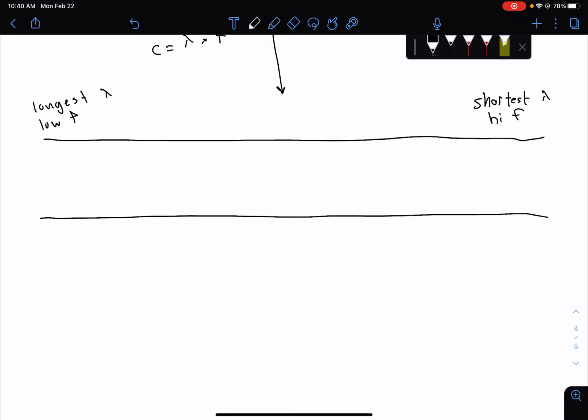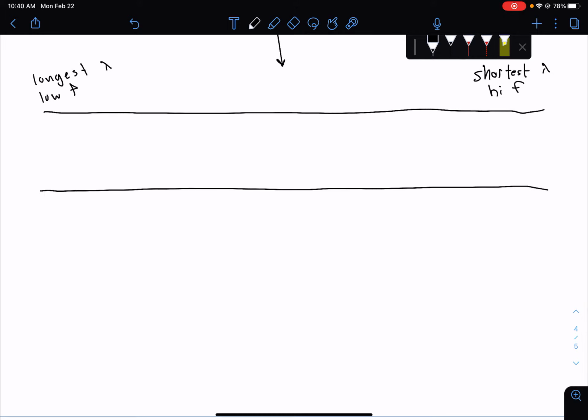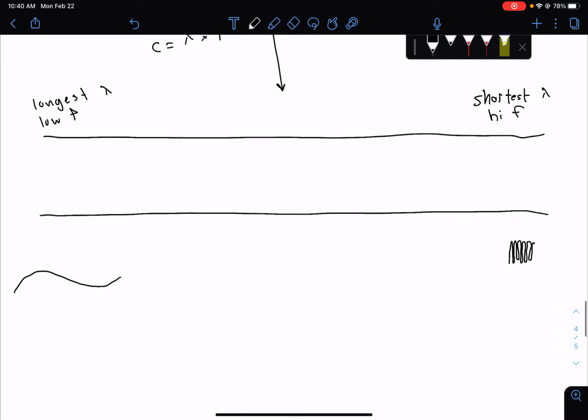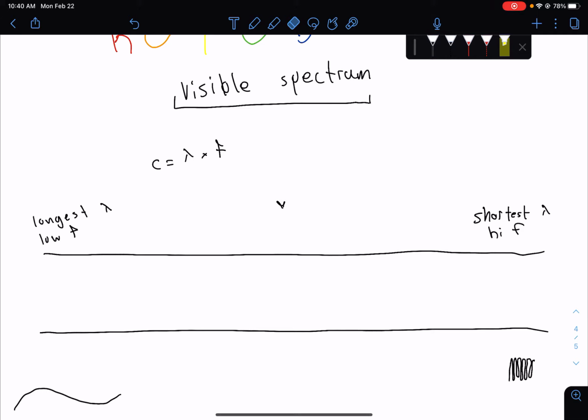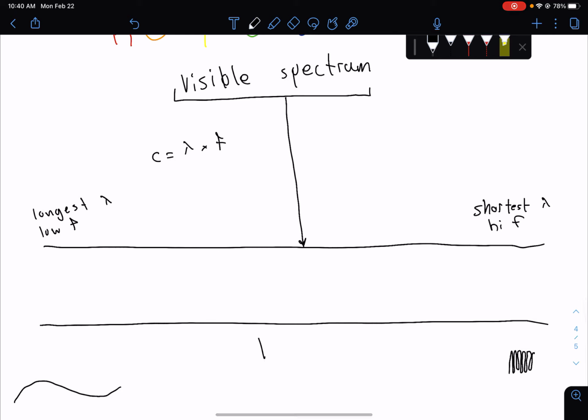Let's draw a little picture here to give you an idea. So long wavelengths and low frequencies here, and very high frequencies and very small wavelengths on this side over here. There's a continuum that we call a spectrum, right? The visible spectrum fits into a very small piece of the overall electromagnetic spectrum, or EMS for short.